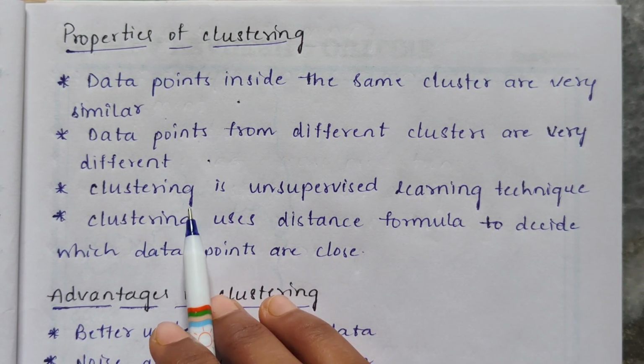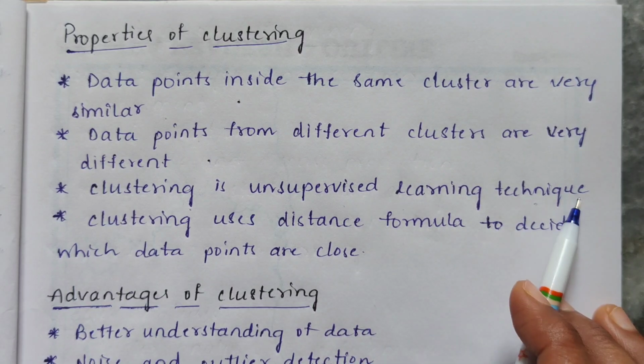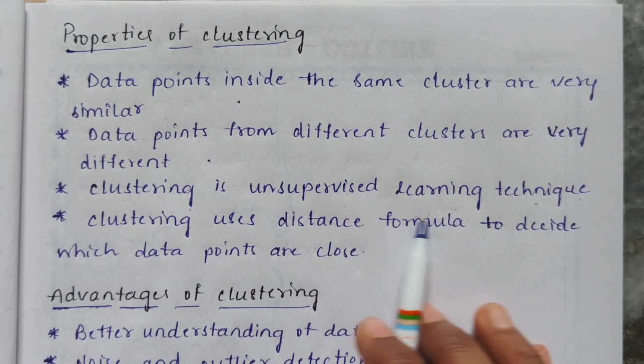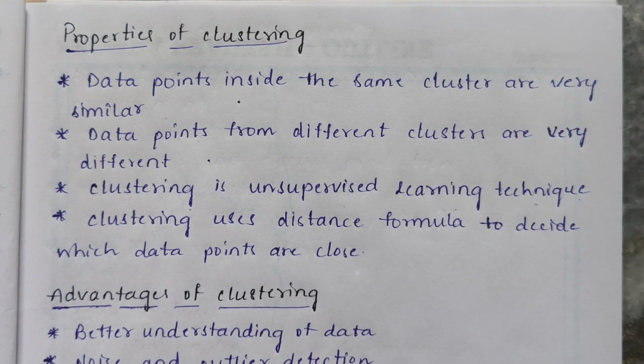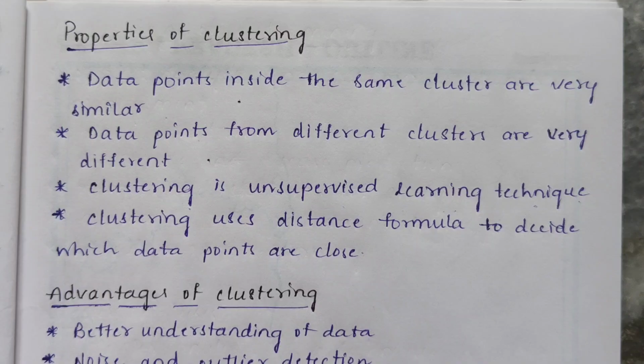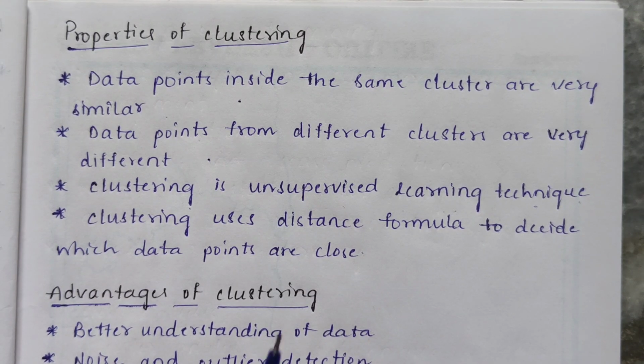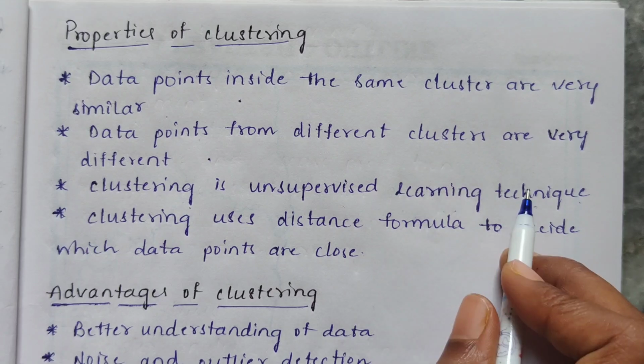The third property is clustering is an unsupervised learning technique. Here unsupervised learning is nothing but a process where only the inputs are given to the model, but the outputs will not be given, but as in supervised, we will be giving both inputs and outputs, right? Here clustering is an unsupervised learning technique.